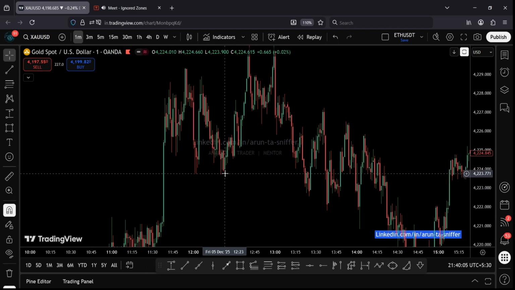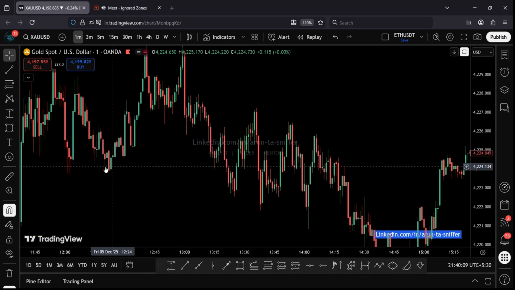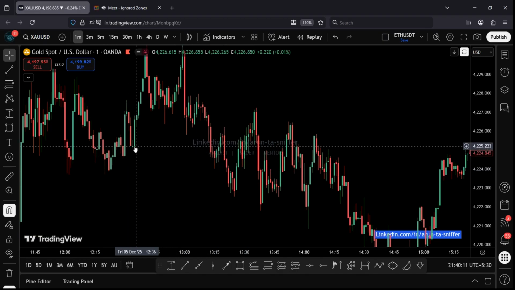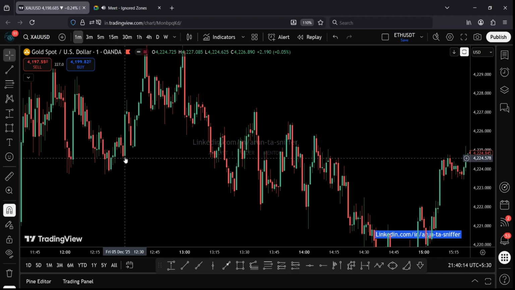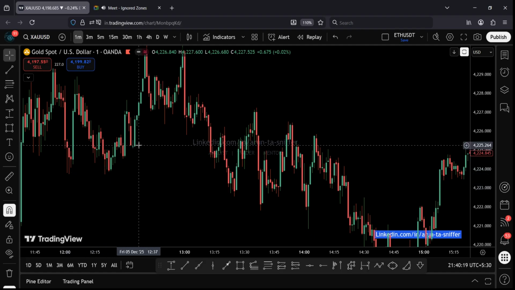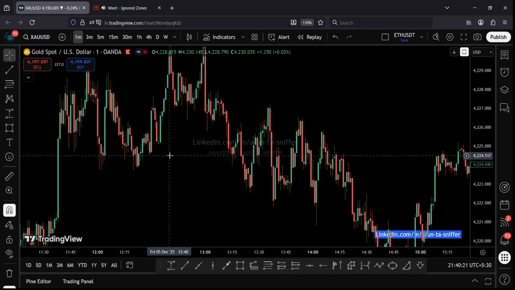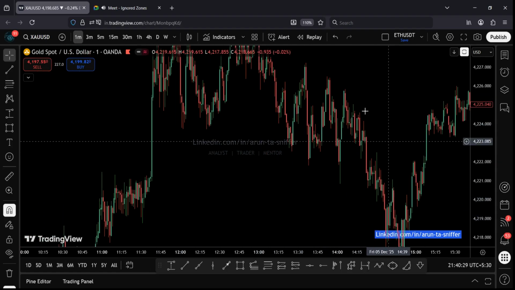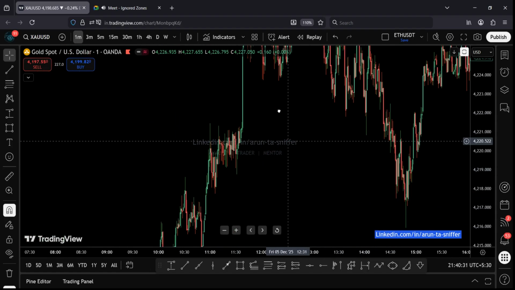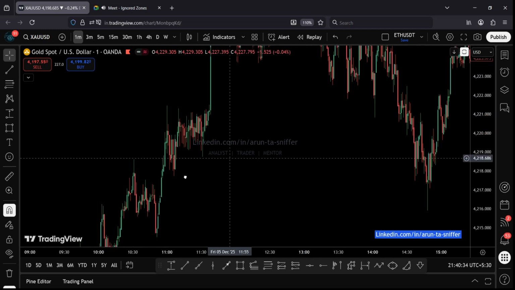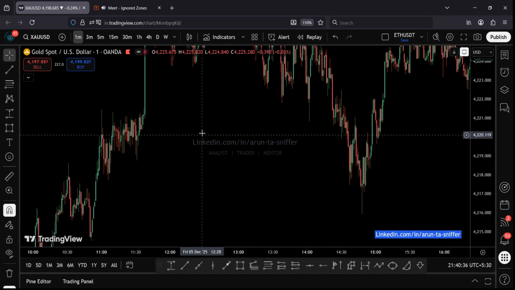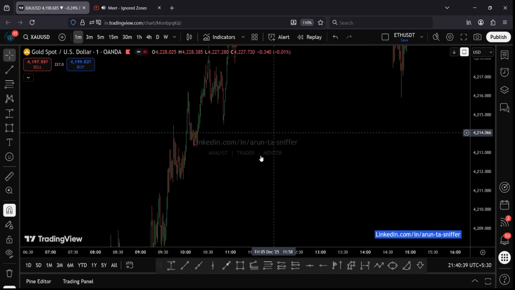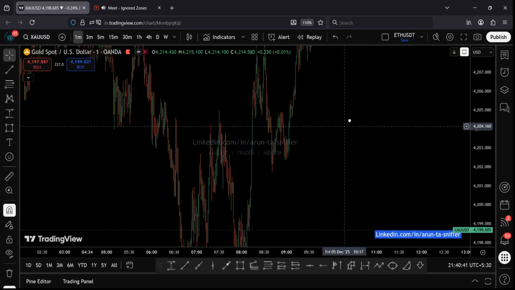The same as here, the price is compressed here. This demand, this demand, this demand. This demand was taken by this move, and this demand is taken by this move. Orders are transferred here. What happened here? When price comes down, breaks this, makes a zone, comes down again, goes back up and takes this. So let's find out more.